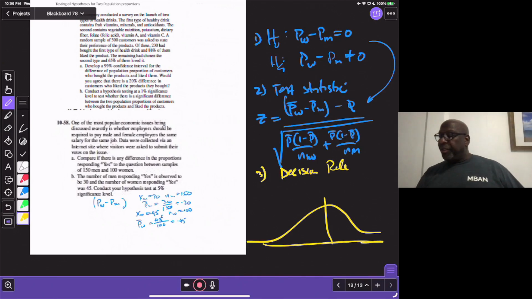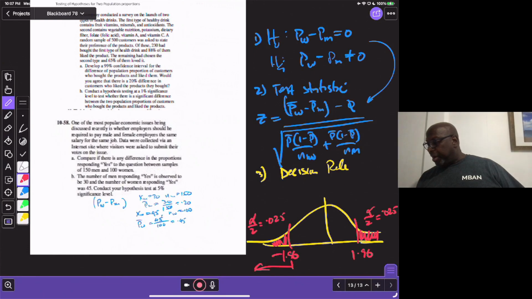So, is this a right tail test or a left tail test? Well, we're being asked to prove that it's just not equal to 0, in which case it's a two-tail test. And let's do that. Alpha over 2, and we're being asked to test at a 5% significance level. So alpha over 2 will give us 0.025, in which case we have 1.96 and negative 1.96 as the critical values.